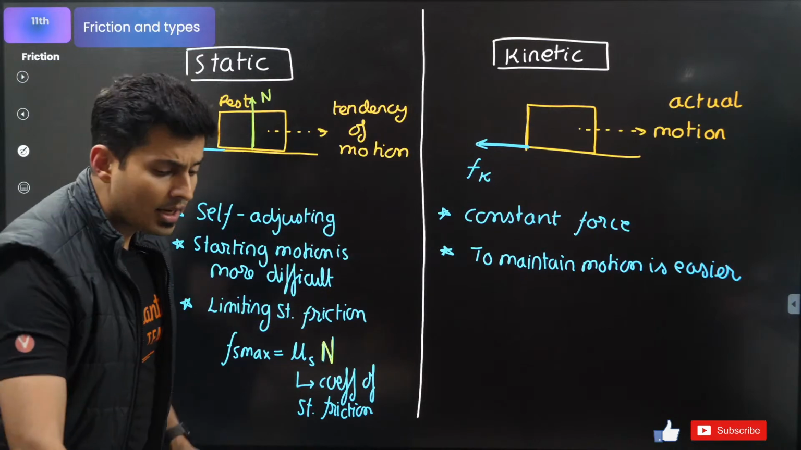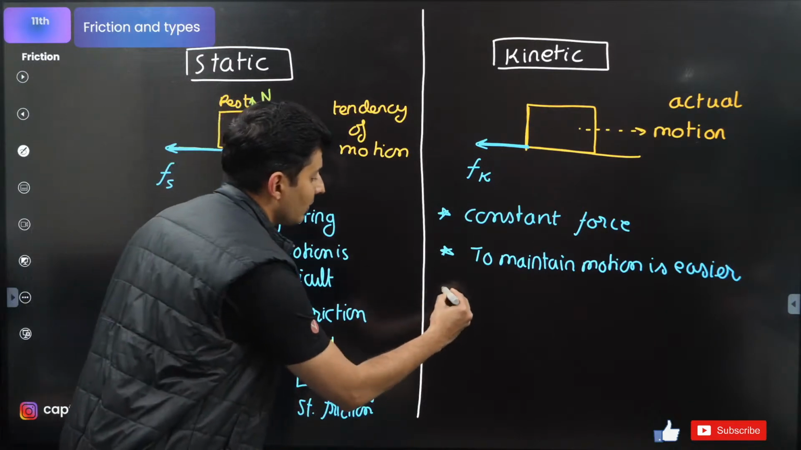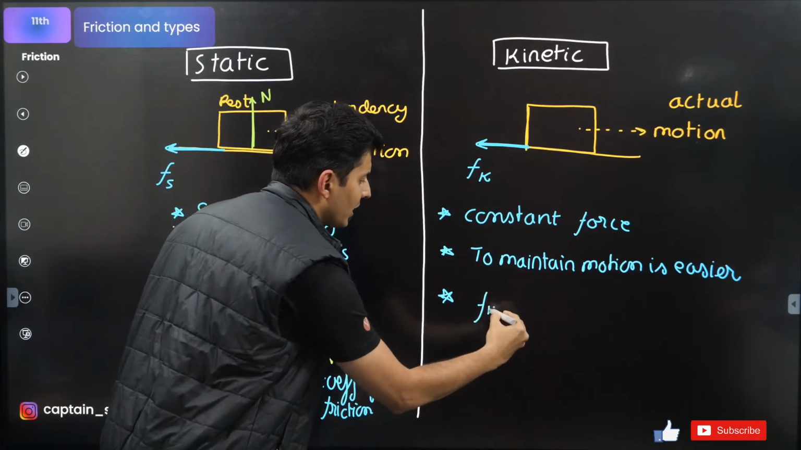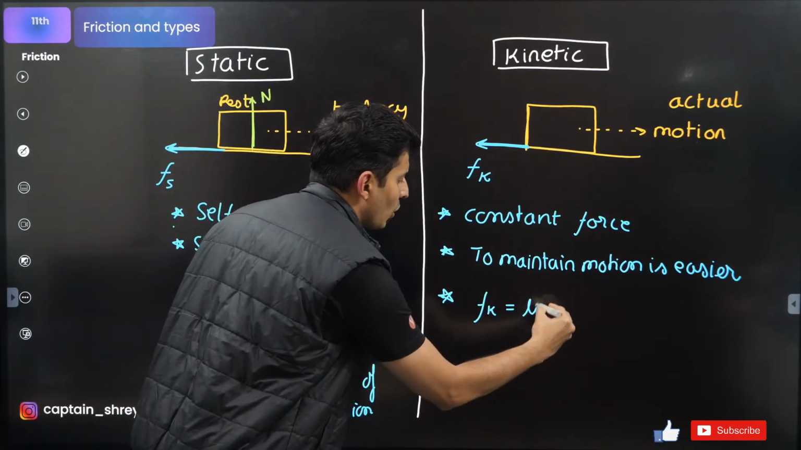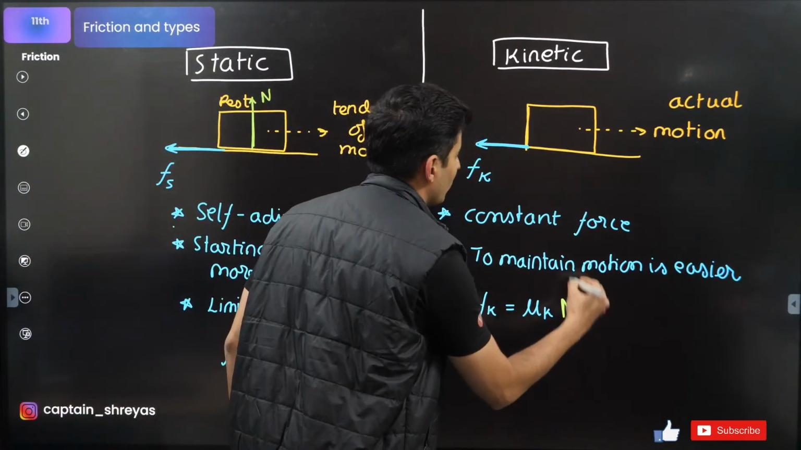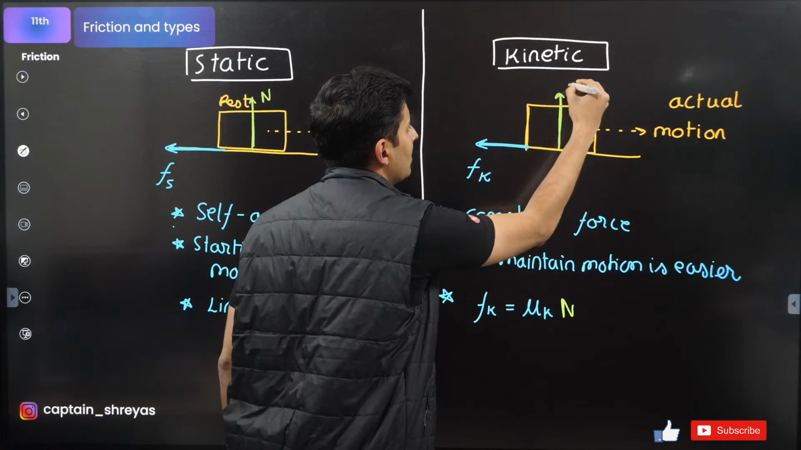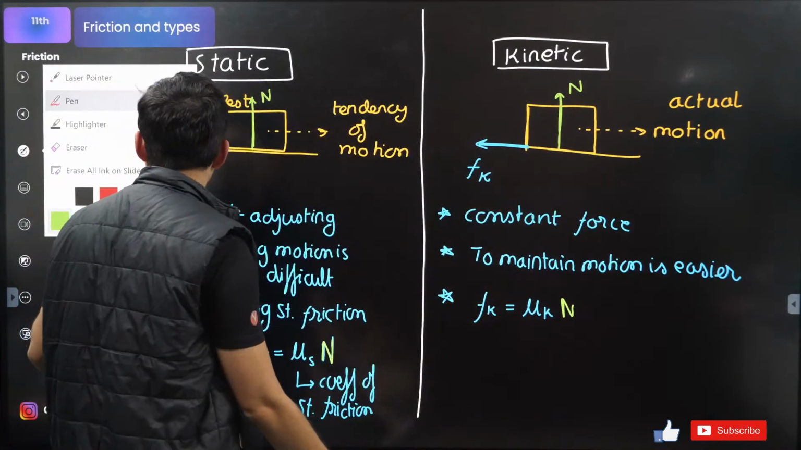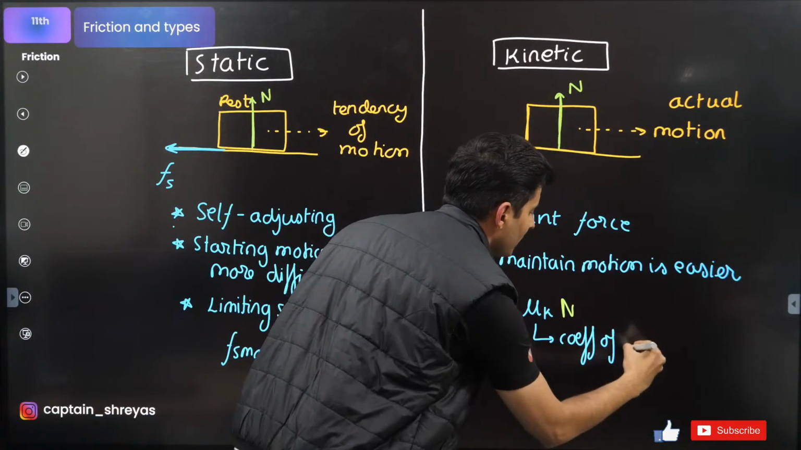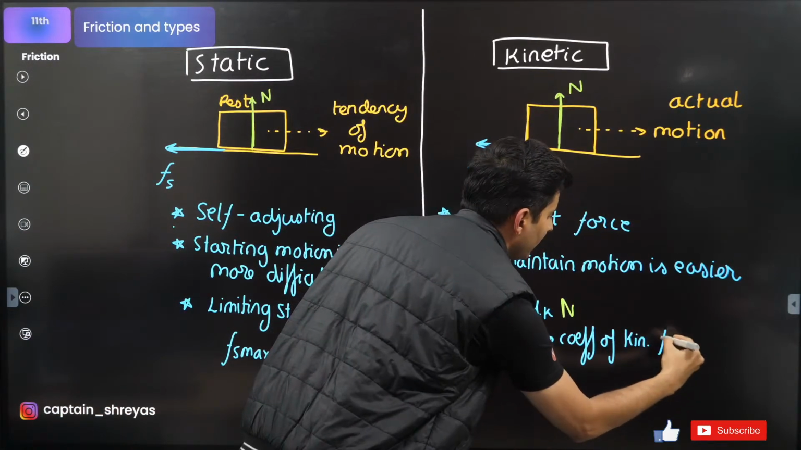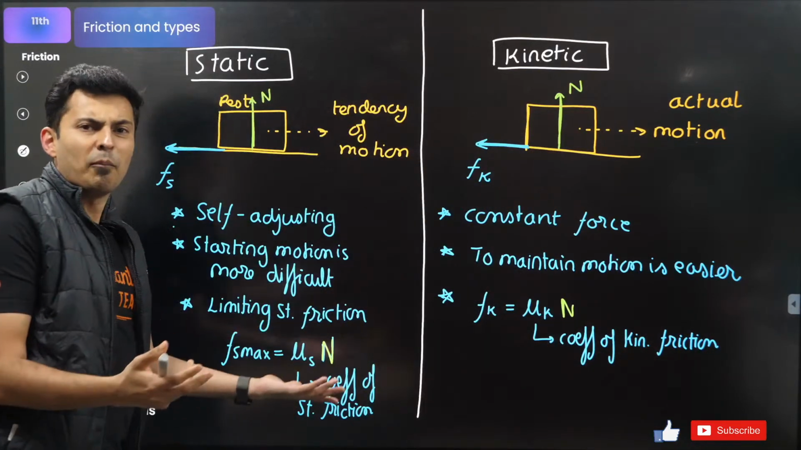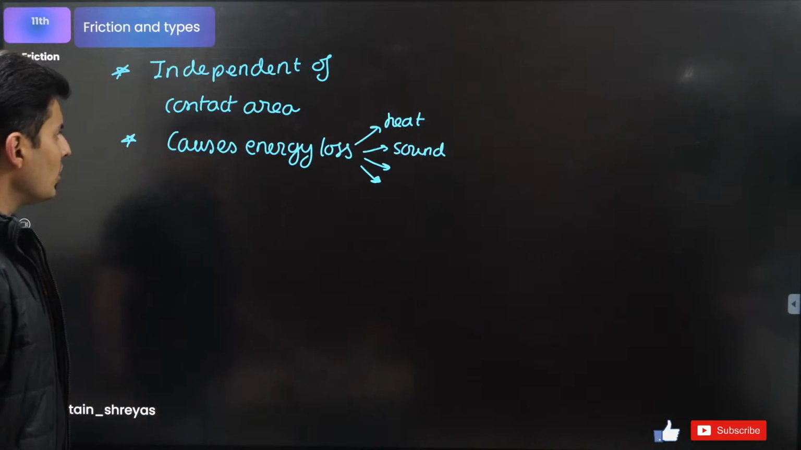Okay, but in case of kinetic friction, like I said, it is a constant force. So that kinetic friction just happens to be coefficient of kinetic friction multiplied by the normal force. Again, this is the normal force between the surfaces. This mu k is just called the coefficient of kinetic friction. Again, it's a number.